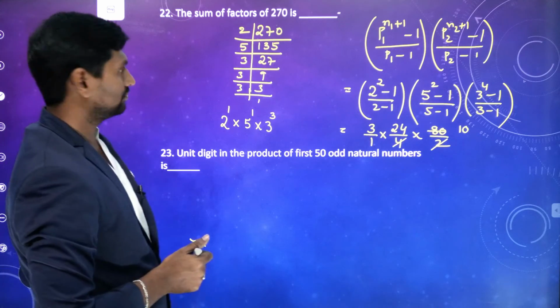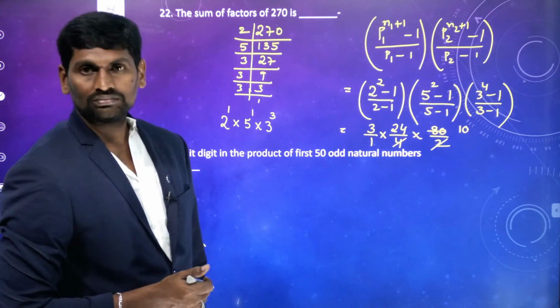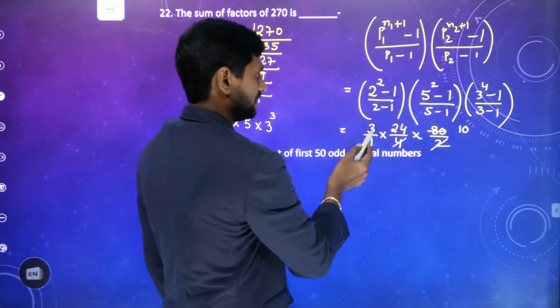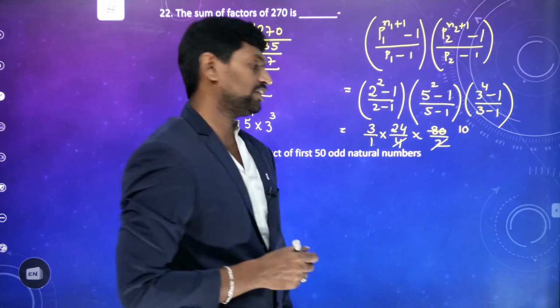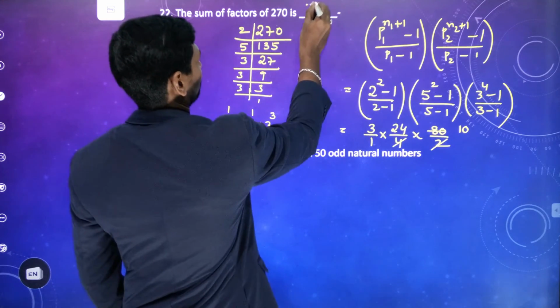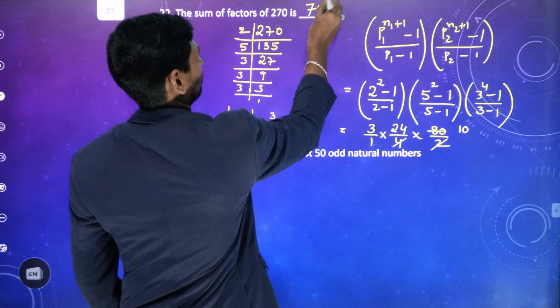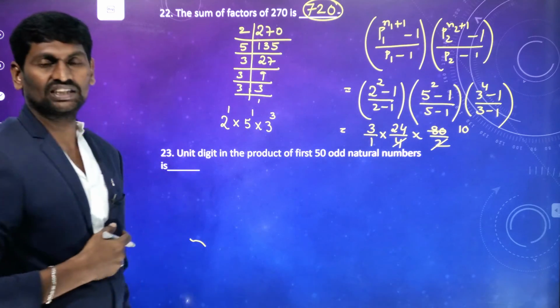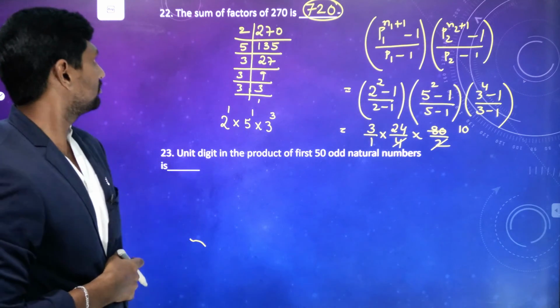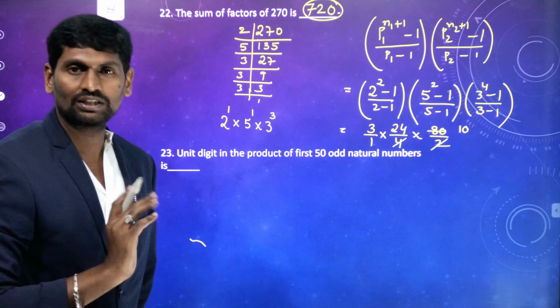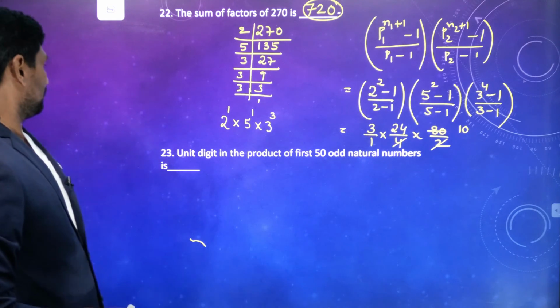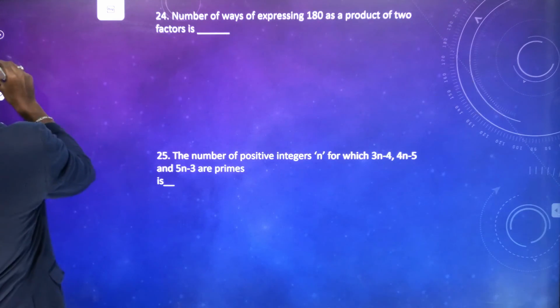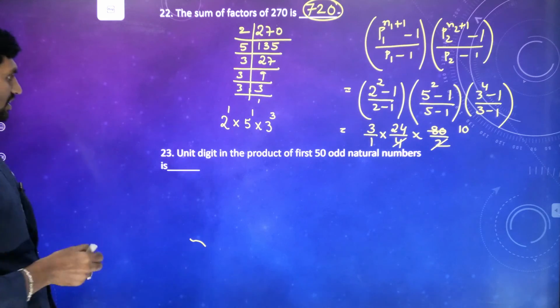Okay, now? Clear? Yeah. 3 24s are 72. 72 into 10, 720. Answer is 720. Sum of factors or sum of divisors, both are the same. Okay? Still how many questions do we have? Still 3 questions are there.